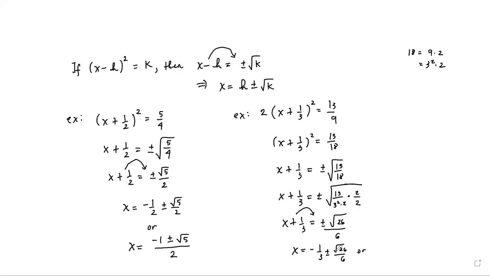Or if we combine this into a single fraction, where 6 is the least common denominator, then we get 6 divided by 3 is 2, times 1, times negative 1 is negative 2. And then 6 over 6 is 1, times the square root of 26 is the square root of 26. Okay, so this is the square root property. So now we shall use this in solving quadratic equations using the completing the square method.